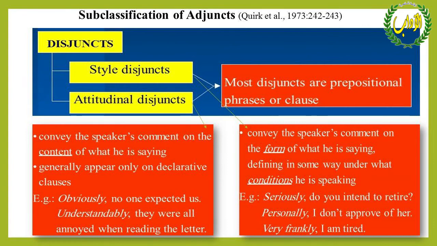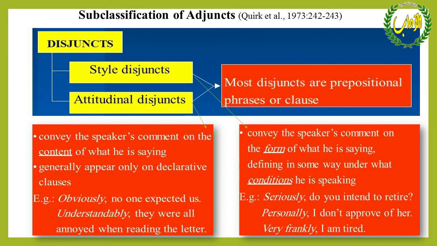For the sub-classifications of disjuncts, not adjuncts, disjuncts as in Quirk et al., 1973, pages 242, 243, are classified into style disjuncts and attitudinal disjuncts. It should be indicated here that most disjuncts are prepositional phrases or clauses. For the differentiation between style disjuncts and attitudinal disjuncts, style disjuncts usually convey the speaker's comment on the form of what he is saying, defining in some way under what conditions he is speaking.